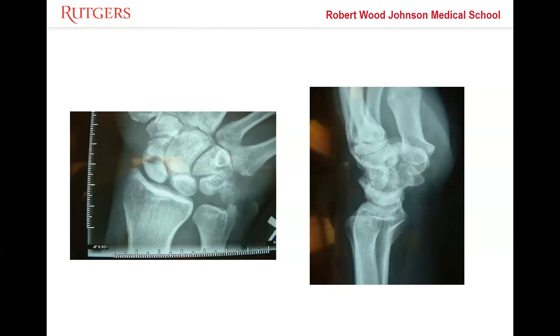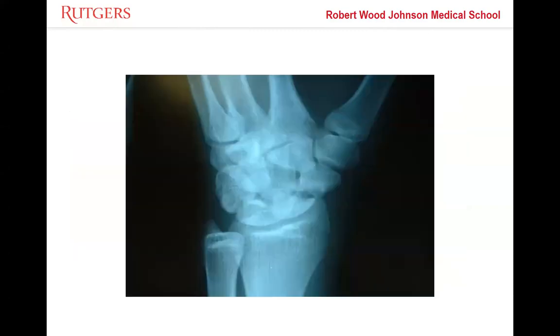I think you're on the right track here. And I'll show you the oblique. So it's an established non-union. So Anna, what do you want to do next? Go ahead.